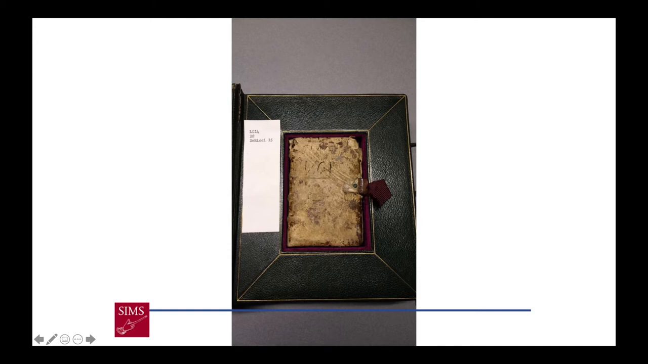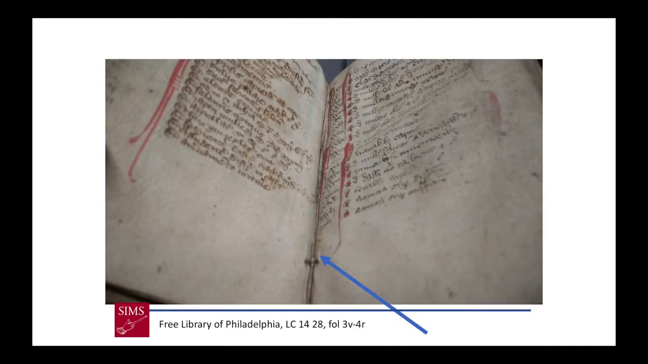You can sort of tell how small it is here. I open it up and I start at folio one and I count the leaves, and I count one, two, three, and then I get to this opening here. It's a little bit hard to tell from the photograph because it's a little bit blurry, but the arrow is pointing to thread. There is thread that is sewn down the middle of this quire.